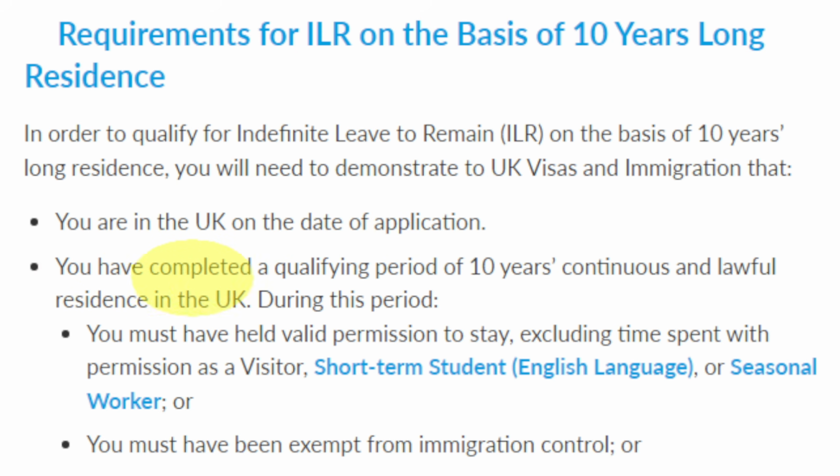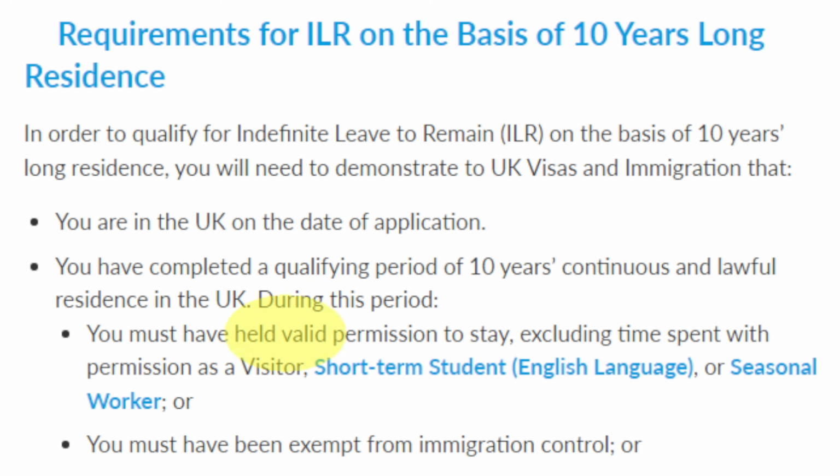Rule number 2: you have completed a qualifying period of 10 years of continuous and lawful residence in the UK. Later on in this video, we will discuss more about continuous residence. What does that mean? How many holidays can you have? How many days can you stay outside?